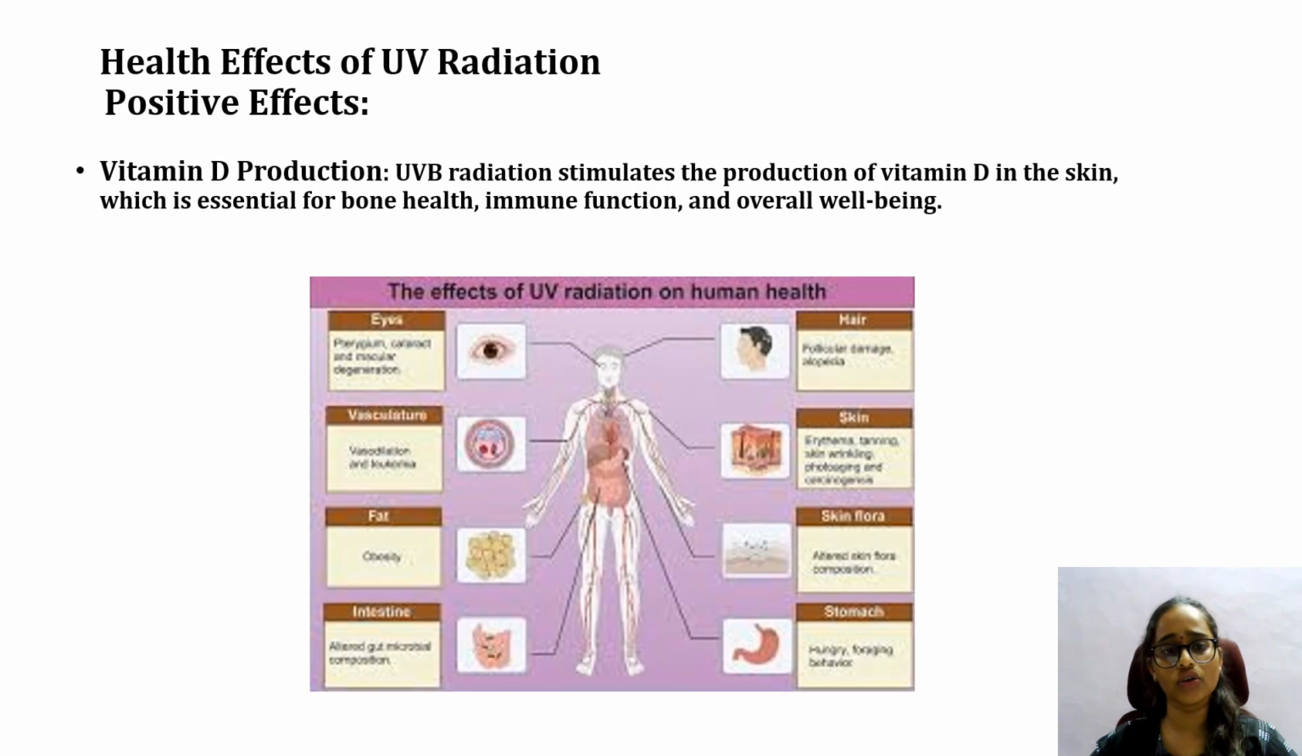The health effects of UV radiation. There are health effects on both the positive side and the negative side. First of all, vitamin D production. UVB radiation stimulates the production of vitamin D in the skin, which is essential for bone health, immune function, and overall well-being. We can observe here that it can help the eyes, the decreasing of fat, intestines, stomach, skin flora, skin, and hair.